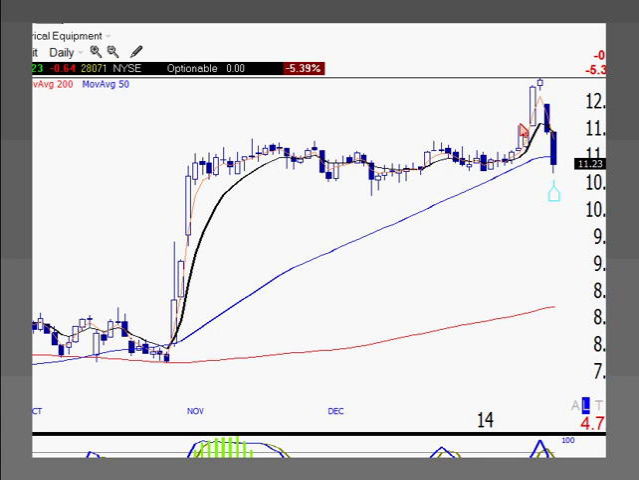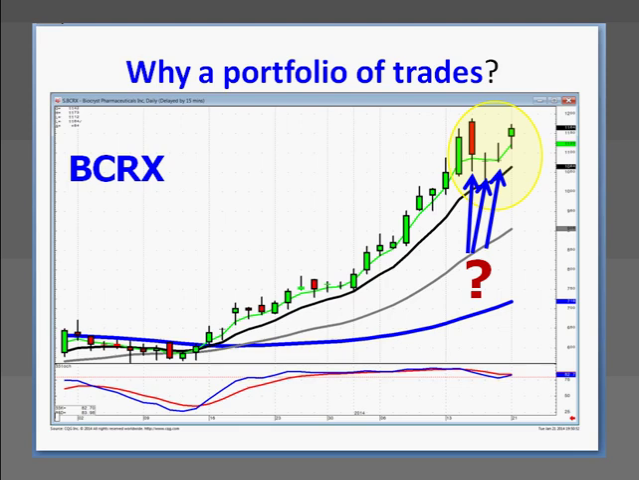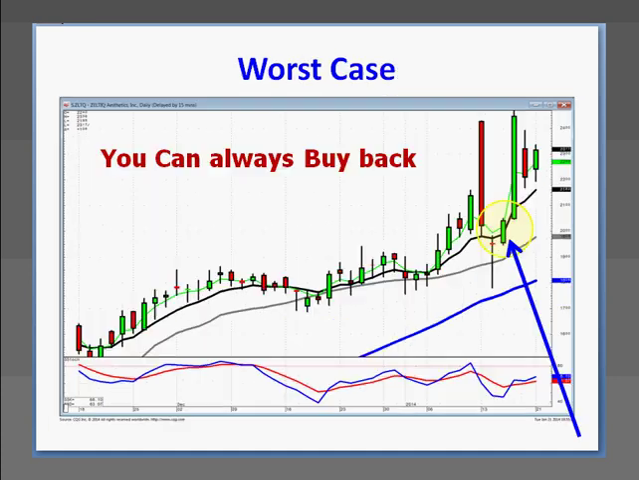If this does a J-hook type pattern, I'll be buying back this, because what do we usually see after a fry pan bottom situation? We usually see a lot of whipsaw action. And usually the whipsaw action, even if it pulls back, they will send it right back up again.